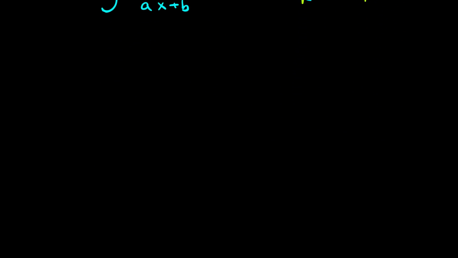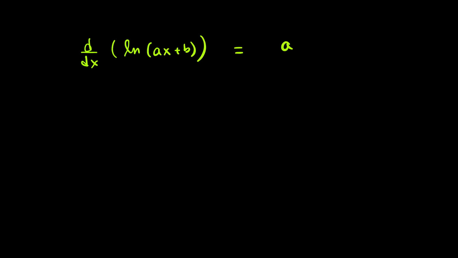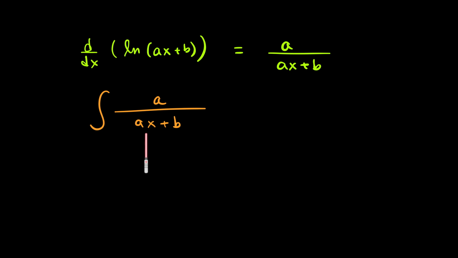Now let me explain it a bit more. If we differentiate ln|ax + b|, the answer is a over ax plus b. Which means that if we integrate a fraction in which the numerator is the derivative of the denominator. Listen to it once again. The numerator is the derivative of the denominator. Then the integral of this fraction is ln of the denominator.